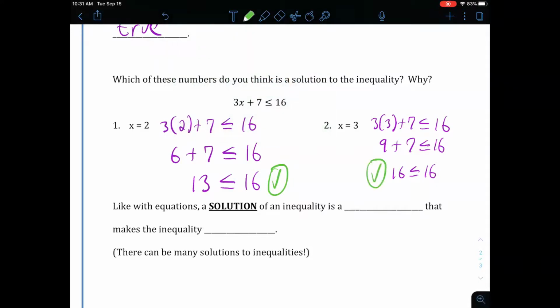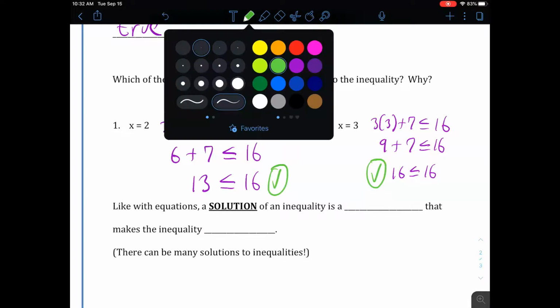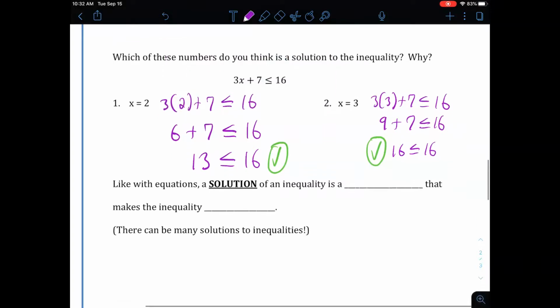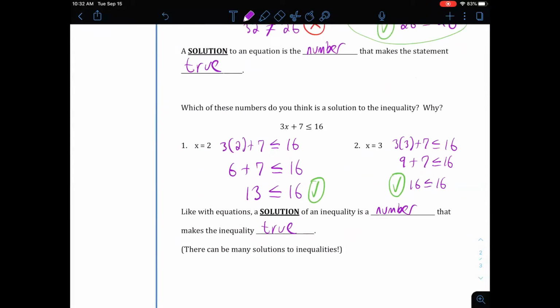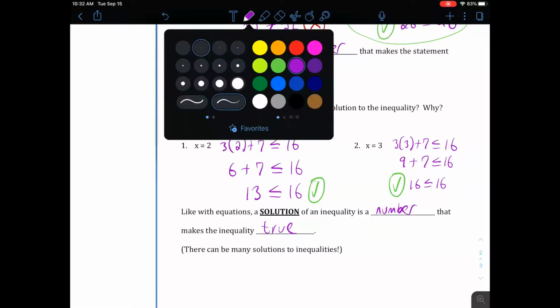So which of these do you think are solutions? They actually both are. For inequalities that have less than or equal to or greater than or equal to, if it satisfies either condition, it's going to be a solution. All right? So same thing over here. Like with equations, the solution of an inequality is a number, a what? That makes the statement true. Okay. So you just plug it in, see if it's true or not, and that's going to be your final answer.